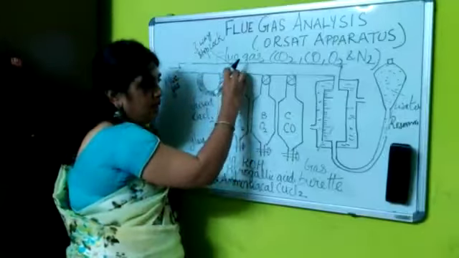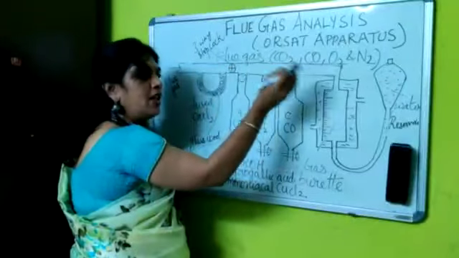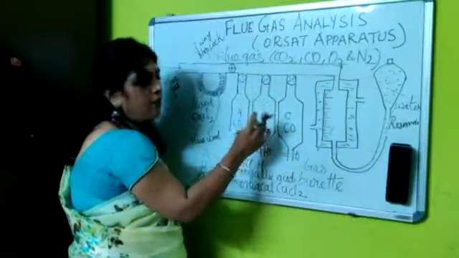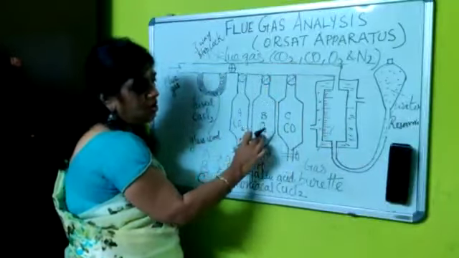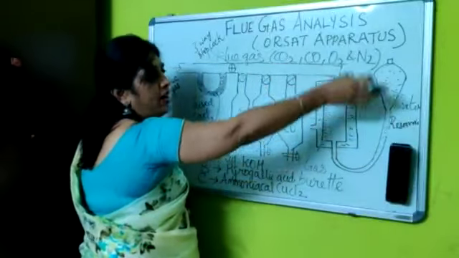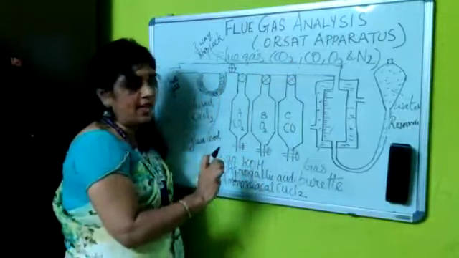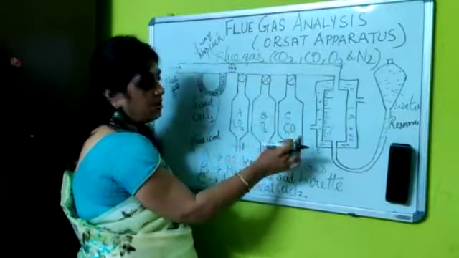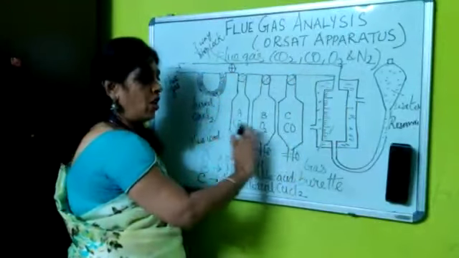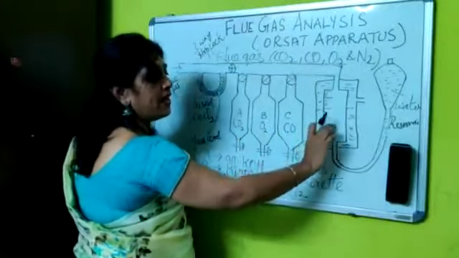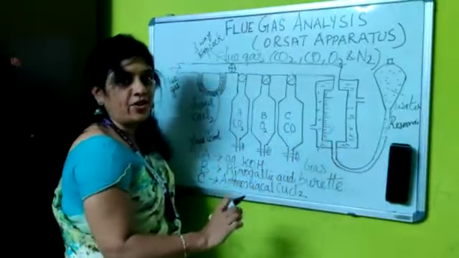After that, this bulb is stoppered and only bulb B is opened, and the process is repeated for the absorption of all the oxygen. After the oxygen is absorbed, we close this absorption bulb and open only C, and again repeat the process so that all the carbon monoxide will be absorbed. Now when all three are absorbed, the remaining gas present in the gas burette denotes nitrogen.